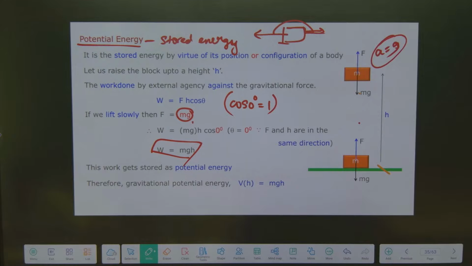Write it first, we'll go for the next one. Completed? Can we go for the next one?